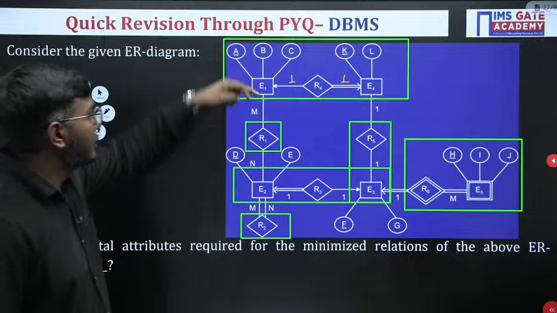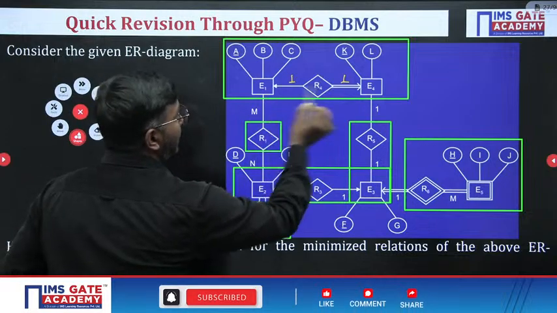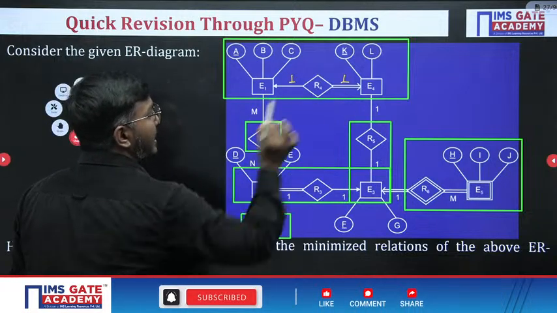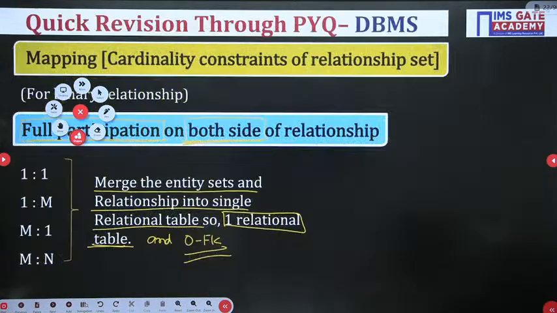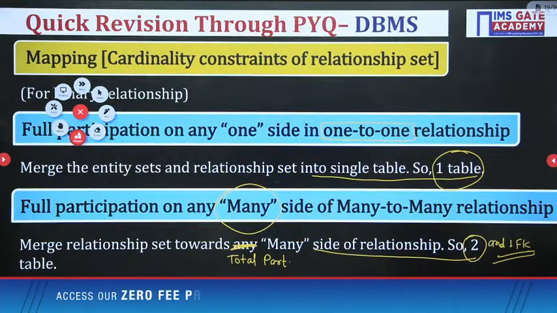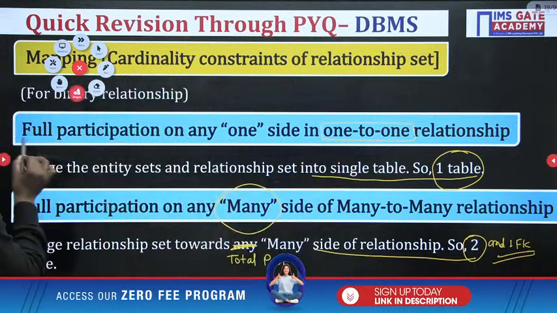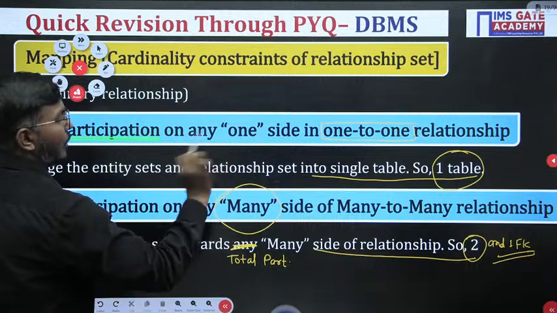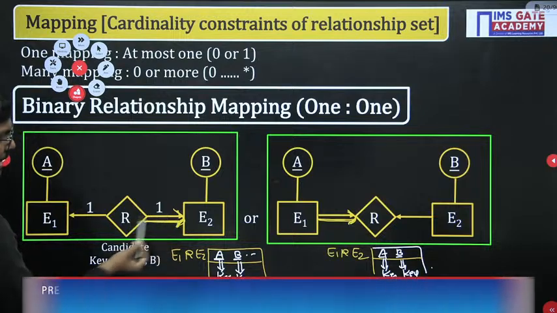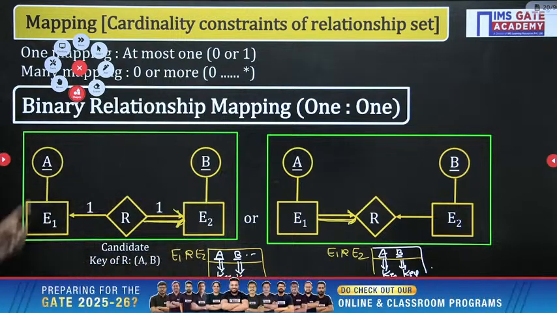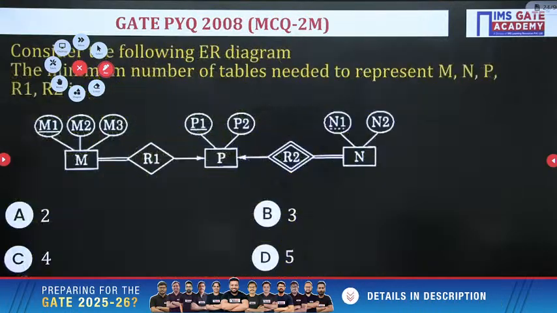Understood? See here. So 1 to 1. Where did you go wrong here? See, if mapping is 1 to 1 and full participation on any one side, as we discussed, this gets merged into a single table. Fine. So here how many tables will it have?